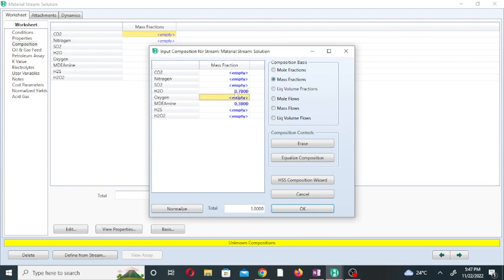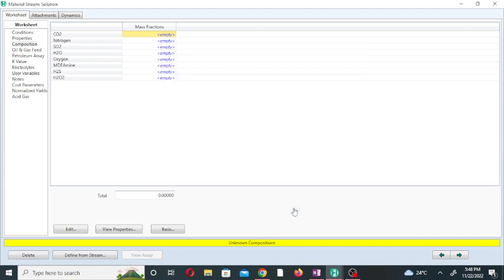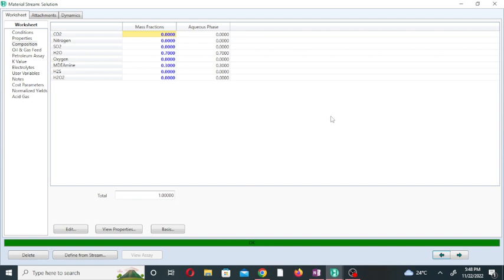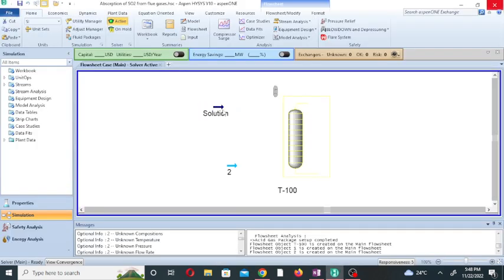The others are 0. So there is no CO2 in the solution, there is no nitrogen, no sulfur dioxide, no oxygen, no hydrogen sulfide, and no H2O2. So click on OK. The sum of all mass fractions is equal to 1. So click on OK. Now stream 1 is fully specified. Now close it. Solution 1 is fully specified.